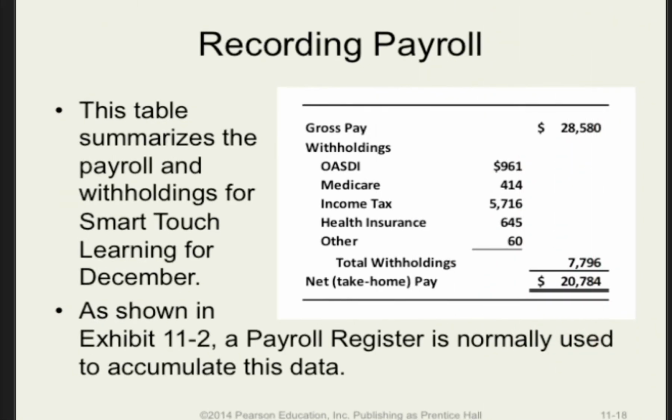At the end of each pay period, the company must make a journal entry to record the payment to employees and the payables related to the withholdings. For December, Smart Touch Learning records gross payroll of $28,580. Withholdings include $961 to OASDI, $414 to Medicare, $5,716 to the IRS, $645 for health insurance premiums, and $60 to other voluntary withholdings. Record the payroll entry for December.